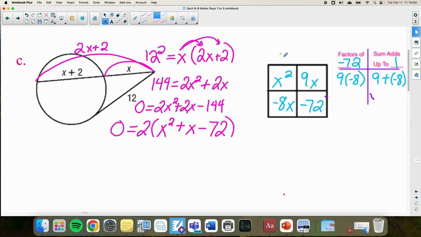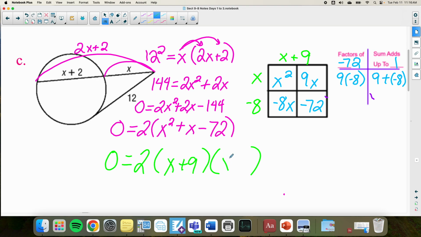Well, if that's x squared, it's x and x. Then we think, what times x gives us 9x? That's 9. X times what gives us negative 8x? That's negative 8. And then you can think of this as a plus. So when we get done here, like I said, you could put that 2 there, but it doesn't affect your answer at all. So it's not wrong to keep it there. And then one of the factors is x plus 9, and one is x minus 8.